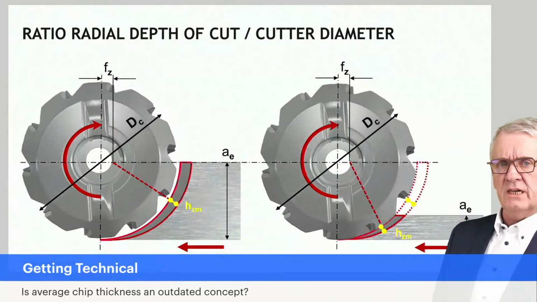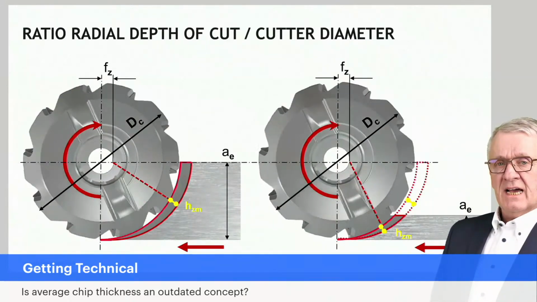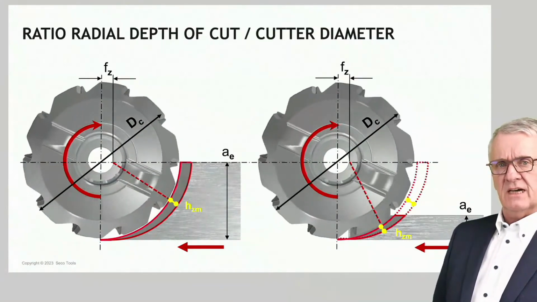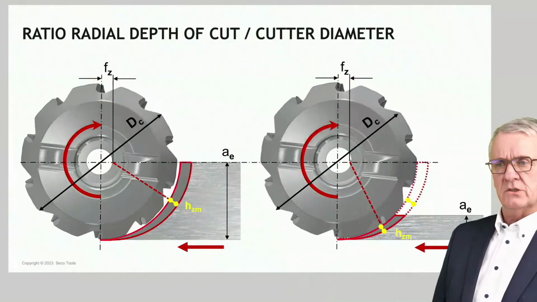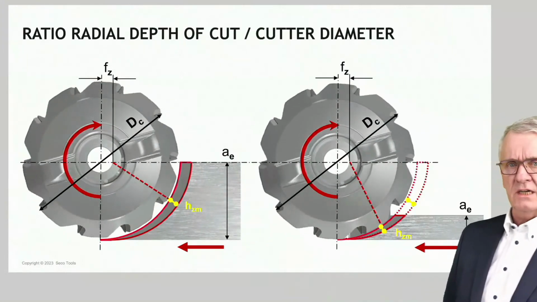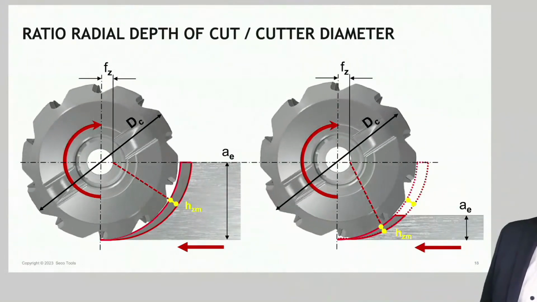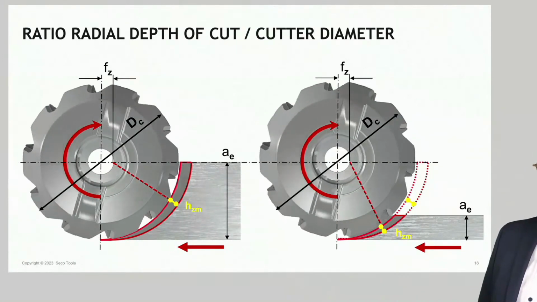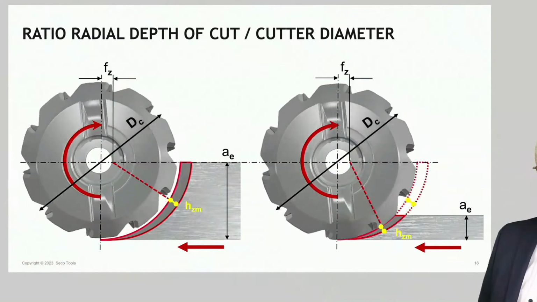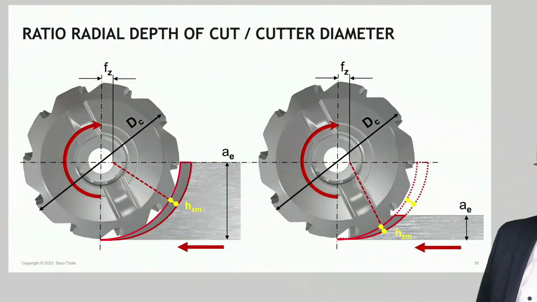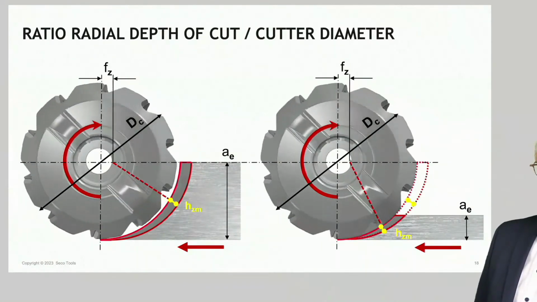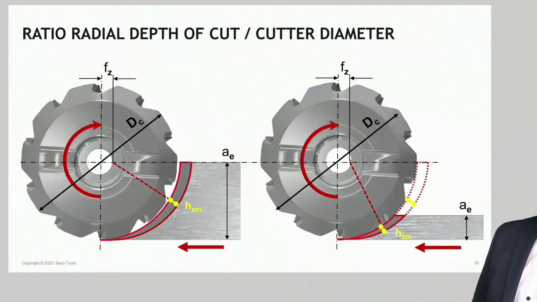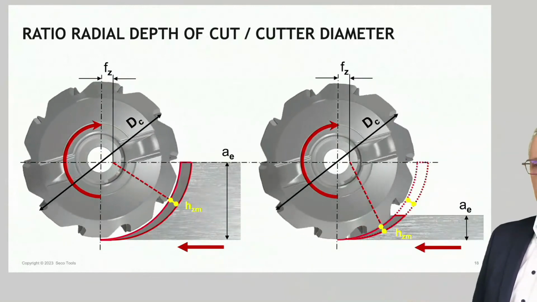What you see here is two milling cutters, the same diameter. Both milling cutters are working, however, in a situation where to the left you have a big radial depth of cut, and to the right you have a small radial depth of cut. And you very clearly see, both milling cutters are used with the same feed, that the chip being formed, the dark gray zone surrounded with the red lines, in the left situation, the average chip thickness of that chip is bigger than the average chip thickness of the chip which is formed to the right.